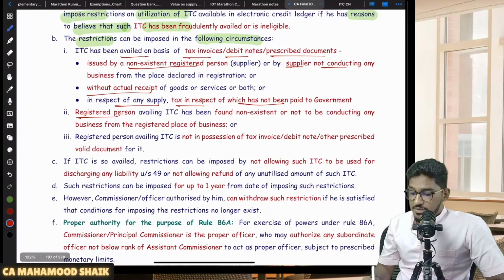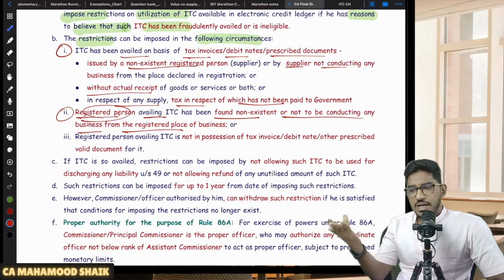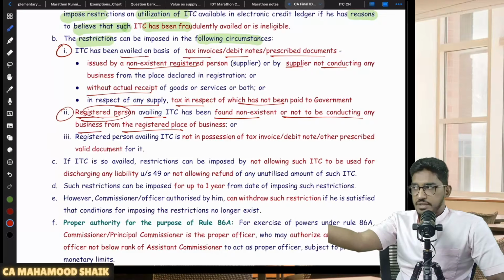Next, the registered person availing ITC has been found non-existent or not conducting any business from the registered place. Here, in the first point they spoke about the supplier. Second point, if you are a recipient who is a registered person, you are found non-existent. You are not there at the place of business when the people came for verification.